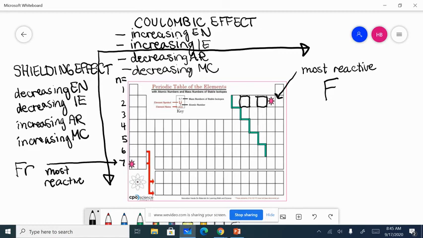It is more electronegative. It has a high ionization energy. Francium is the most reactive. So the closer you are to francium, the more reactive you're going to be.